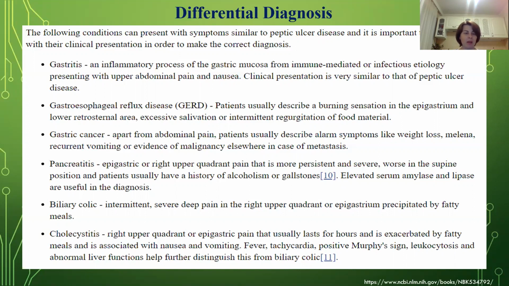Biliary colic is represented as intermittent severe deep pain in the right upper quadrant or epigastrium, precipitated by fatty meals. Cholecystitis can be represented by right upper quadrant or epigastric pain that usually lasts over 4 hours and is exacerbated by fatty meals, associated with nausea and vomiting. Fever, tachycardia, positive Murphy sign, leukocytosis, and abnormal liver function parameters help further distinguish this from biliary colic.